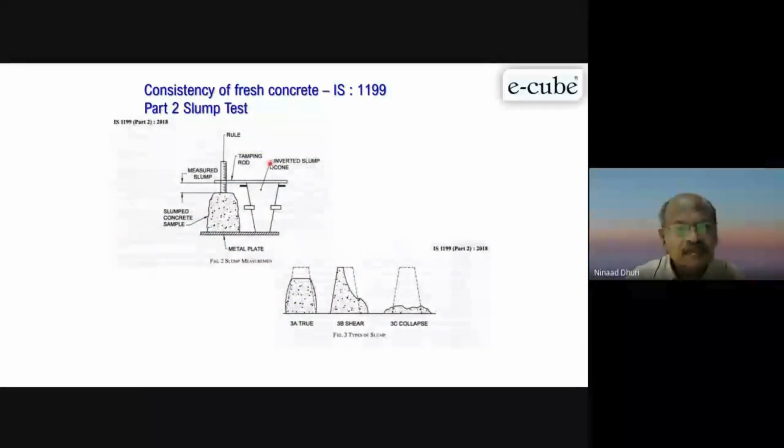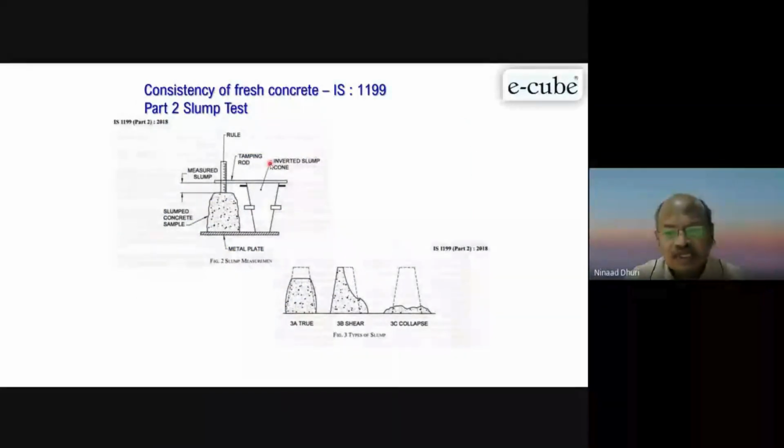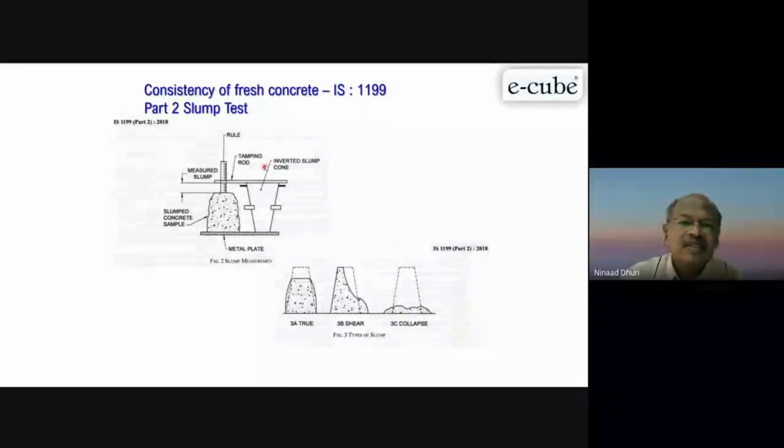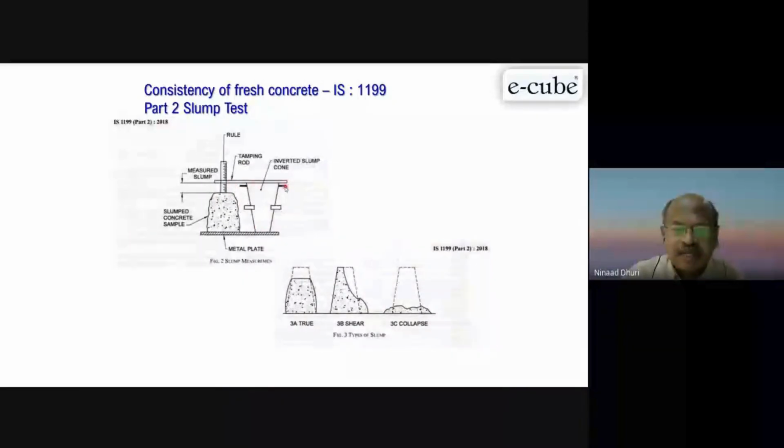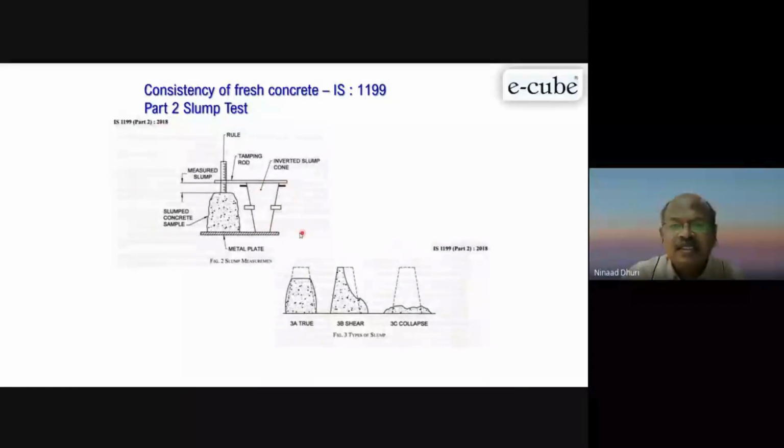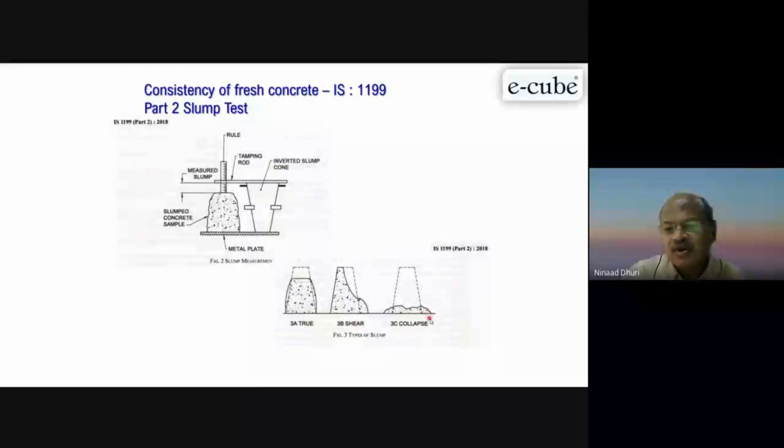Now, I'll not discuss much on this because everybody knows about this test. This is a slump cone, and concrete which slumps, because if you see the dimensions, 100 mm, 200 mm, height is 300 mm. This is basically an inverted cone, a frustum of cone. Once you remove it, you get like this: true slump, shear slump, and collapse slump.